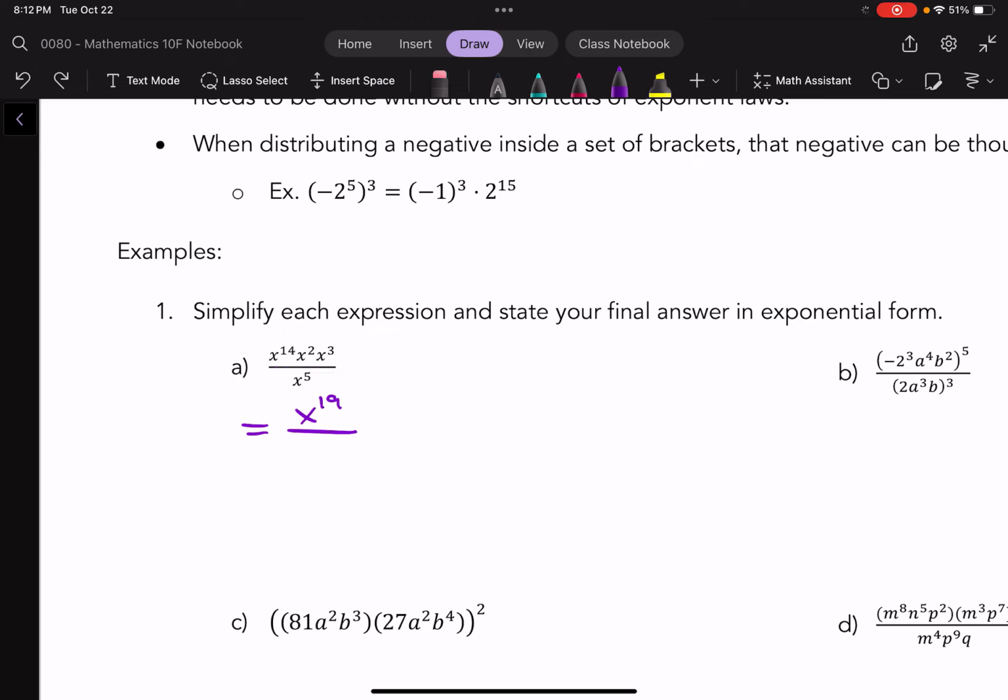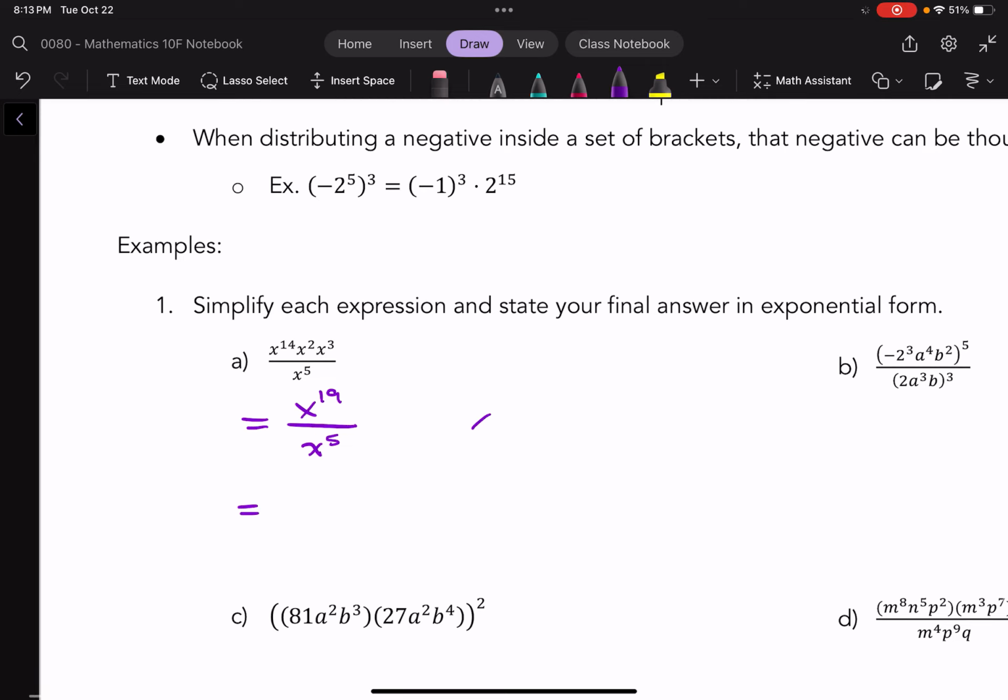That's just the numerator. The denominator, nothing was done there, so that's still x to the power of 5. And now we have a quotient of powers. Quotient meaning that we're talking about division. This is x to the power of 19 divided by x to the power of 5. And our quotient law says that we must subtract the exponents.